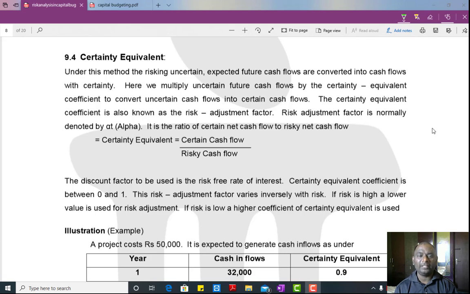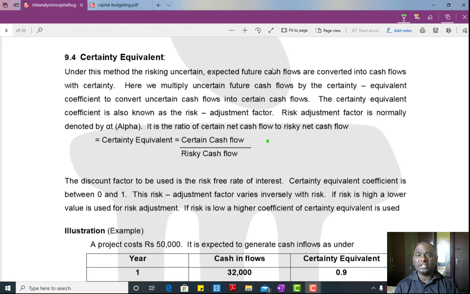Hello friends, welcome to our next tutorial, that is capital budgeting in risk management. In our last tutorial we saw what is the risk adjusted discount rate method. In this tutorial we will see what is the certainty equivalent method.